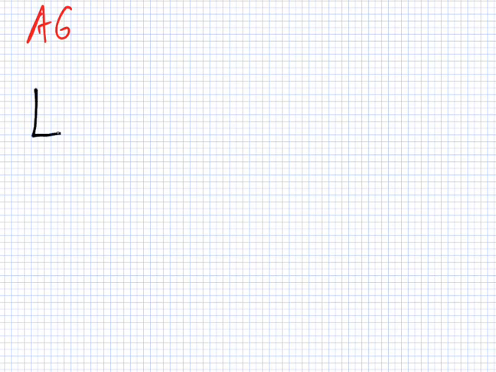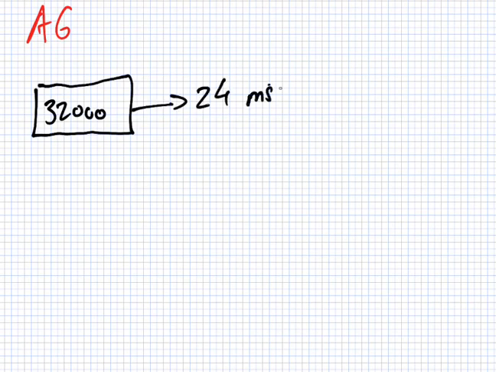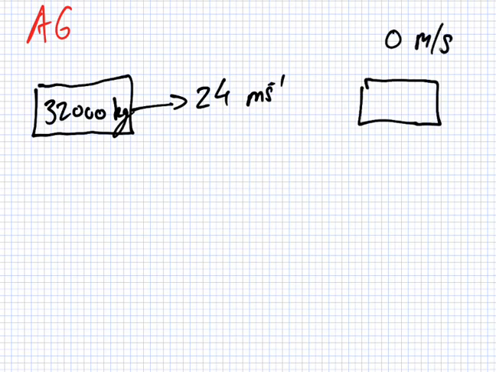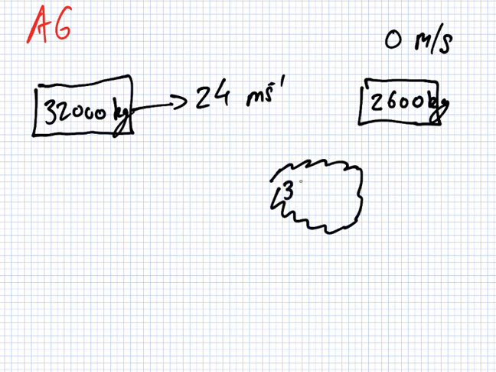You've got a big lorry, its mass is 32,000 kilograms and it's traveling at 24 meters per second. Then it hits into a stationary car, that means a car which is not moving, and its mass is 2,600 kilograms. They crash together, and so they form a new mass.